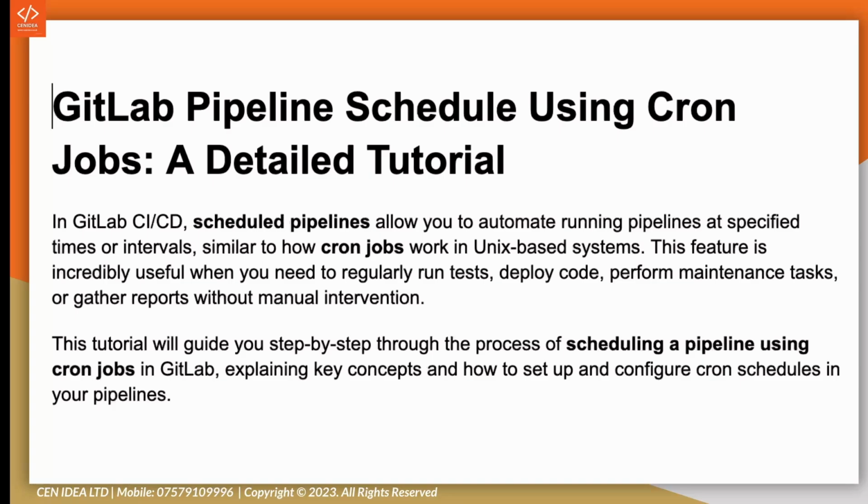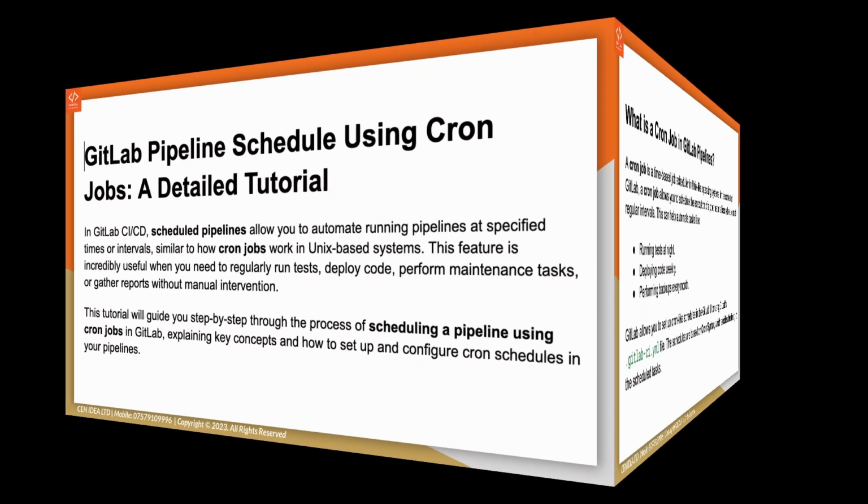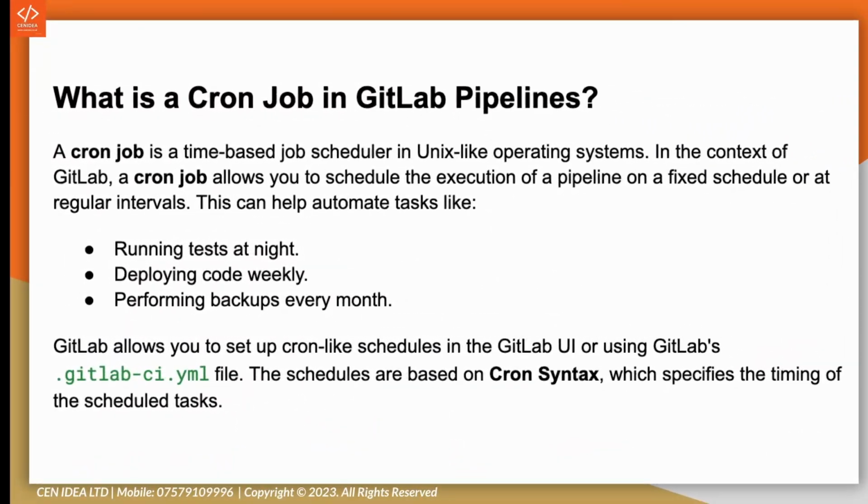As we said earlier, we are going to use cron schedules to do this in GitLab, and that's how it works. So let's look at this cron. What is it really? A cron job is a time-based job scheduler in Unix-like operating systems. In the context of GitLab, a cron job allows you to schedule the execution of the pipeline on a fixed schedule or regular interval.